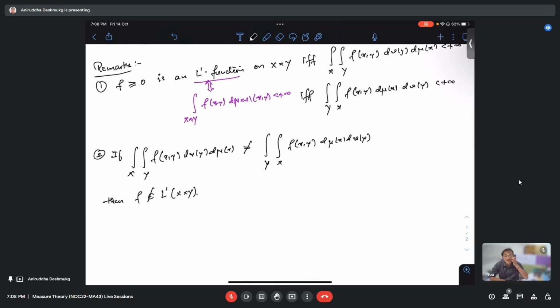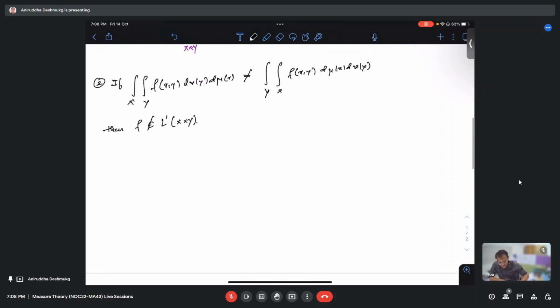Okay, so we are going to use some of these very simple remarks that follow from Fubini's theorem to check whether a given function is actually in the L1 space of the product space or not. So to do that, let us start with some very basic examples.